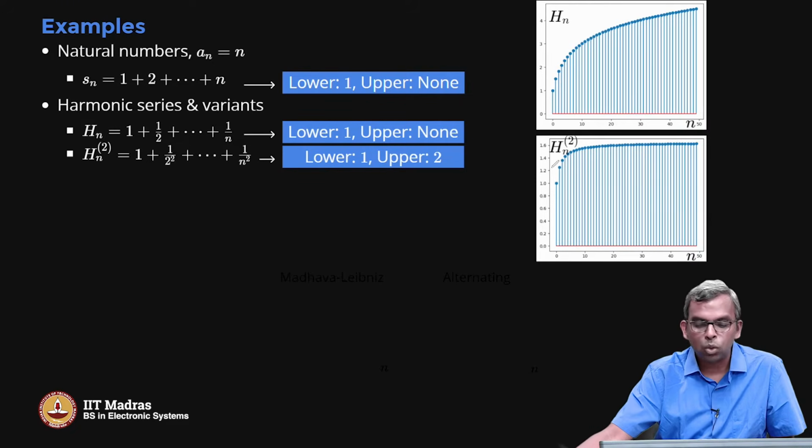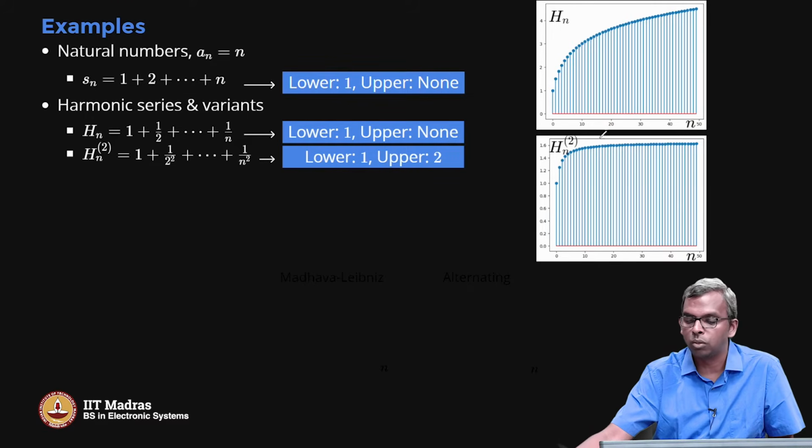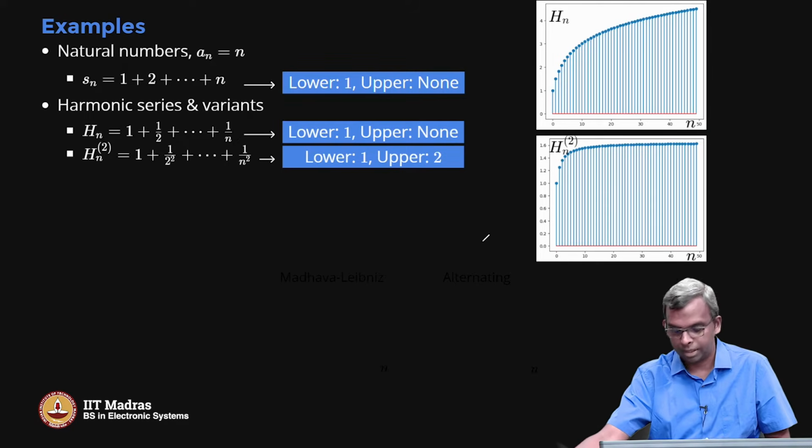And Hn2, on the other hand, seems on the graph to have a lower bound of 1 and an upper bound of 2. It's clearly below 2. I am just picking 2 here; it's a very convenient upper bound for Hn2, the 1 by n squared series. The 1 by n harmonic series has no upper bound. The 1 by n squared series seems to have both a lower bound and an upper bound. So, that's the harmonic series.